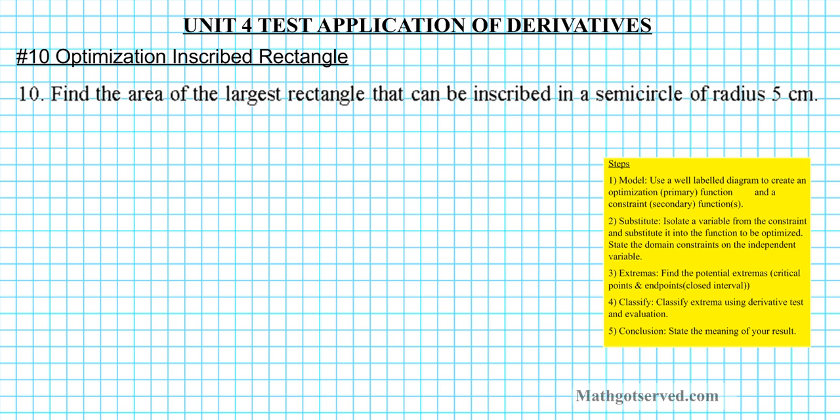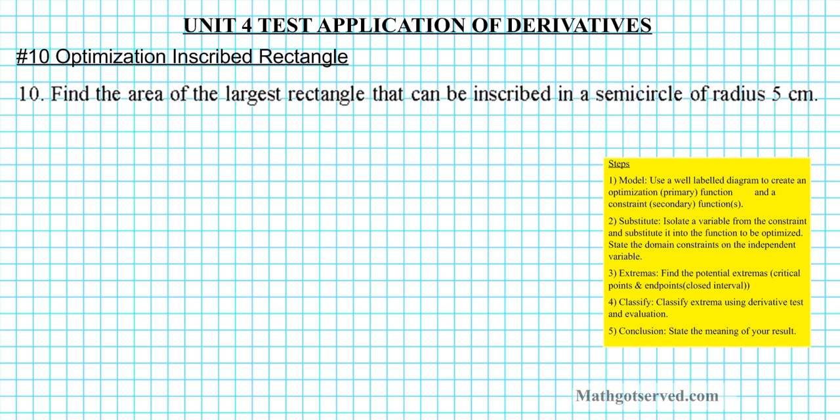In this paper, we're going to be going over problem number 10 on our Unit 4 test and application of derivatives. This problem focuses on optimization, and we're going to be looking at a rectangle inscribed in a semicircle.